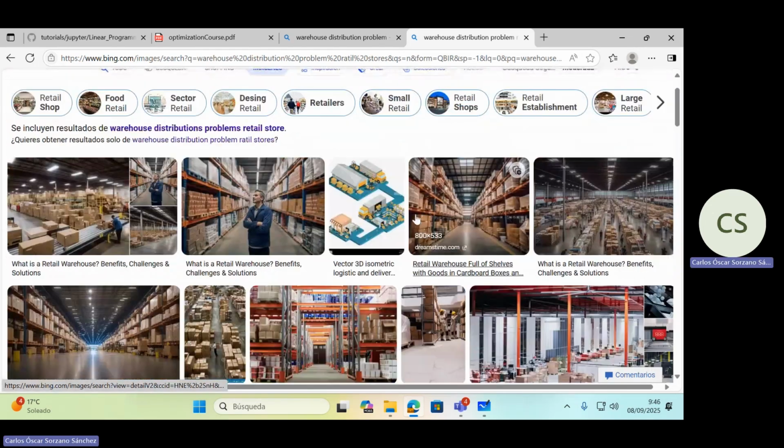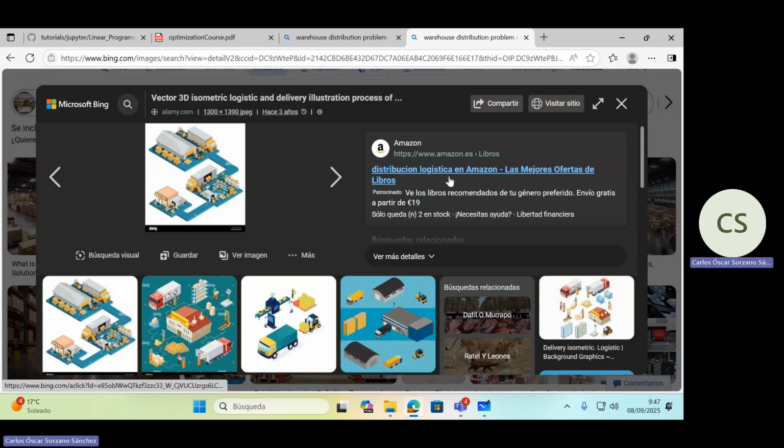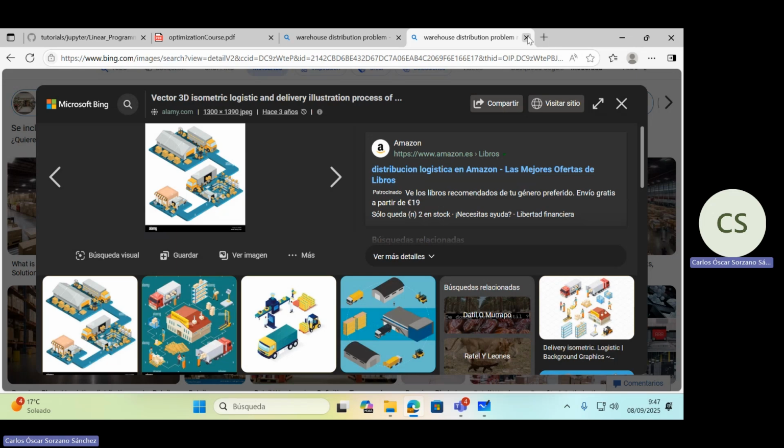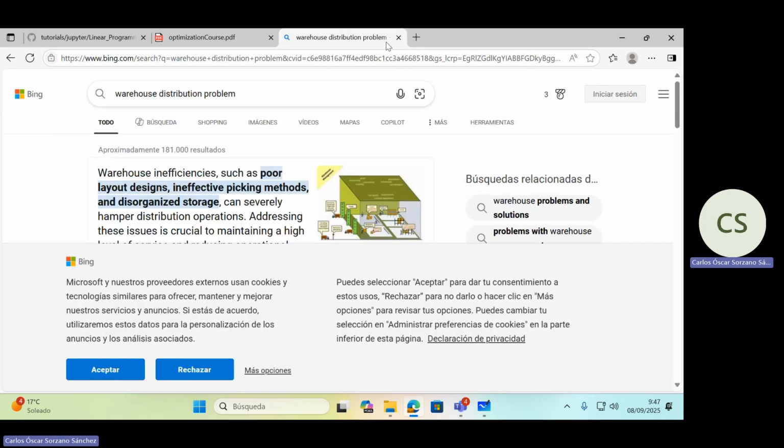Yeah, probably something like this. Okay, so you have multiple warehouses, not only one of these, and you have multiple stores. What is the capacity of each one of the warehouses, and what is the demand of each one of the stores, and which warehouse should be supplying which store? So my goal is to minimize this, the cost of distribution.